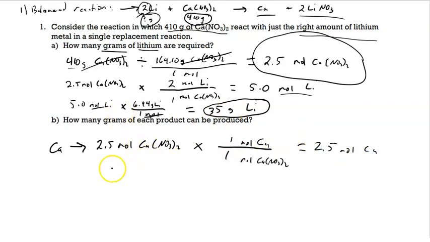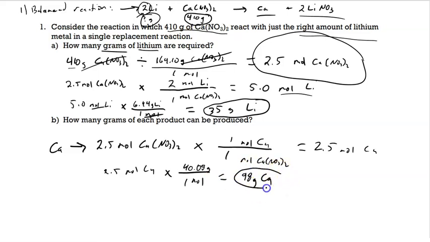All right, and then if I have 2.5 moles of calcium, I'm going to multiply that by the molar mass of calcium, which is 40.88. Sorry, that is 40.08. Fix that. And that gives me 98 grams of calcium. Okay?